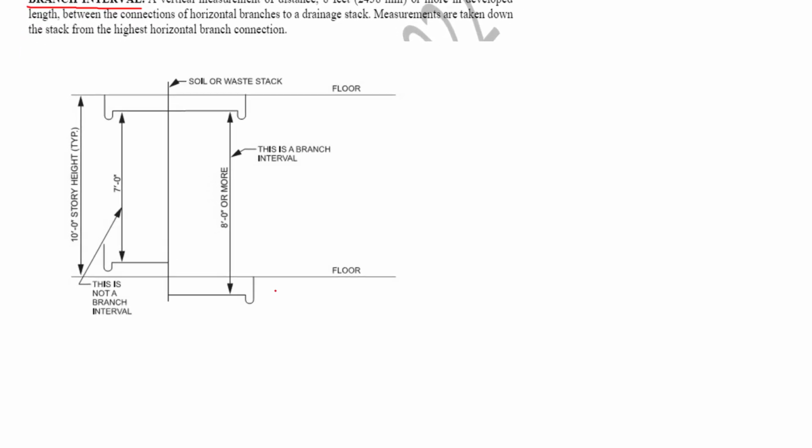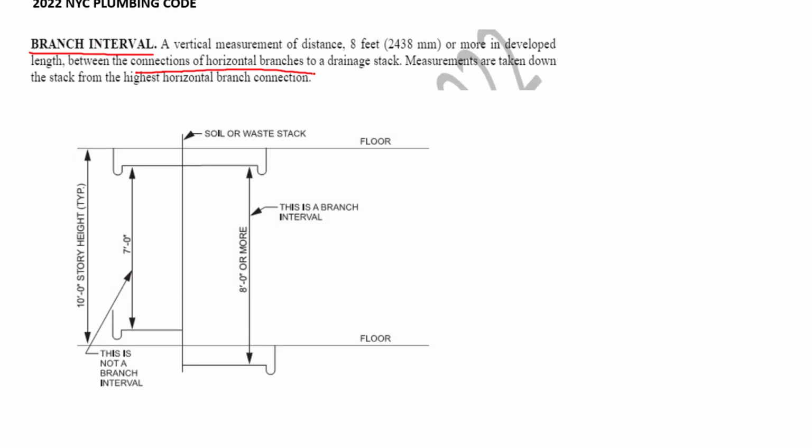So in this diagram, you could see that this is the connection of horizontal branches. There's one horizontal branch connection here, another horizontal branch connection here and here. And the distance between those two has to be 8 feet or more. So in this case, this is not a branch interval, but this case is a branch interval because it is 8 feet or more. So generally, every floor you could consider it a branch interval.